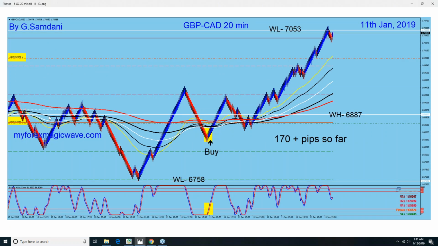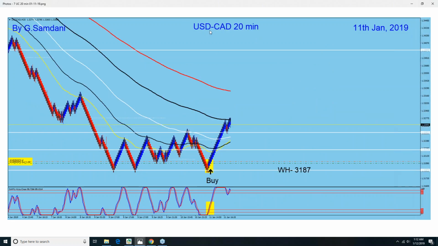This is the entry right there, and look, 170 pip. This thing is a monster. This is pound CAD, pound Newsy, pound Aussie. They're just amazing. Because I was concentrating on pound, I didn't go long in pound Aussie or pound Newsy, but only CAD pairs. So you saw the EUR-CAD, and then this is pound CAD. Boom, right? Then you will see the next one.